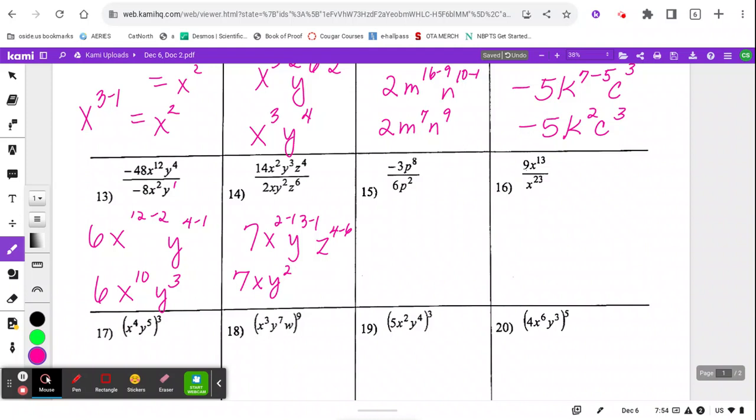Now this z to the 4 minus 6 is z to the -2. That means in our final answer, 7xy squared stays on top, but z squared moves down because of the negative exponent rule. So that z to the negative 2 in the final step needs to move down to be z squared in the denominator. Negative 3/6 is negative 1/2, p to the 8 minus 2, negative 1 p to the 6th over 2, final answer.